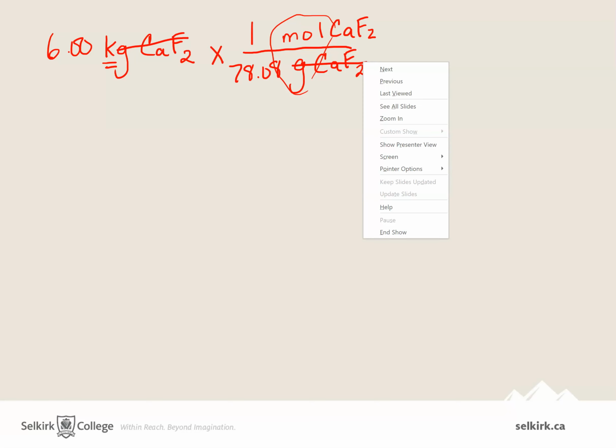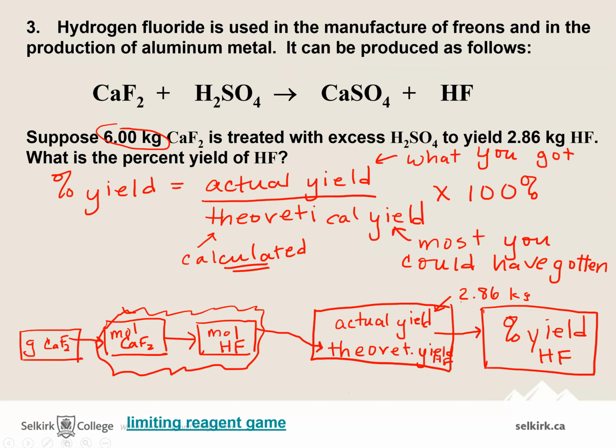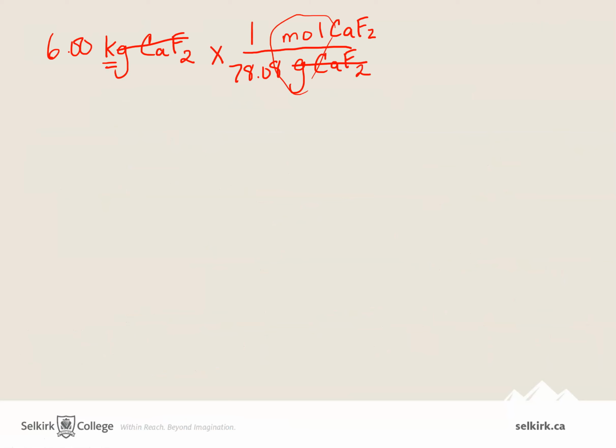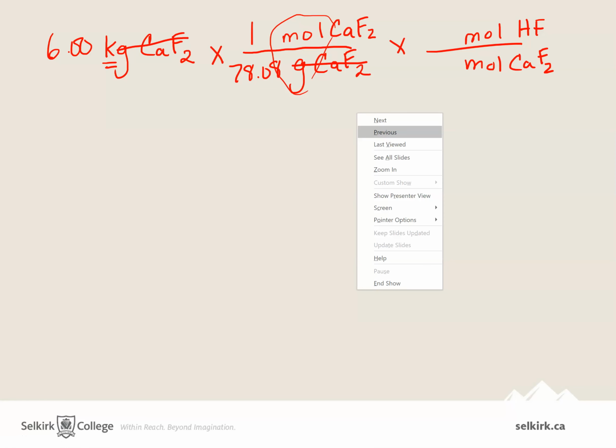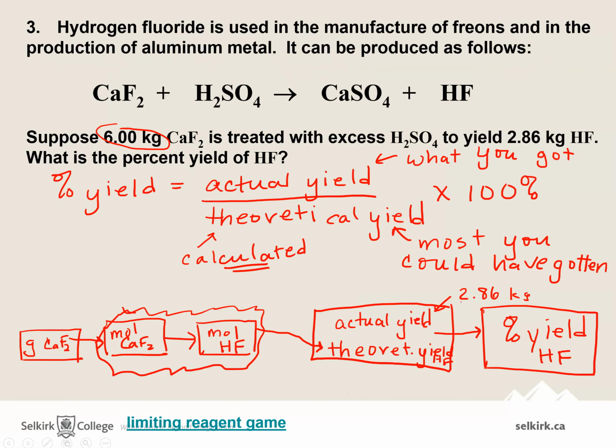All right, I'm back. Here's my map. Once I have moles of calcium fluoride, I want to get moles of HF. I'm going to get rid of moles of calcium fluoride. I'm going to get moles of HF. So I've got a mole-to-mole ratio. Where do I find mole-to-mole ratios? In the balanced chemical equation. Let's go back and look. Looks like a 1-to-1 ratio.